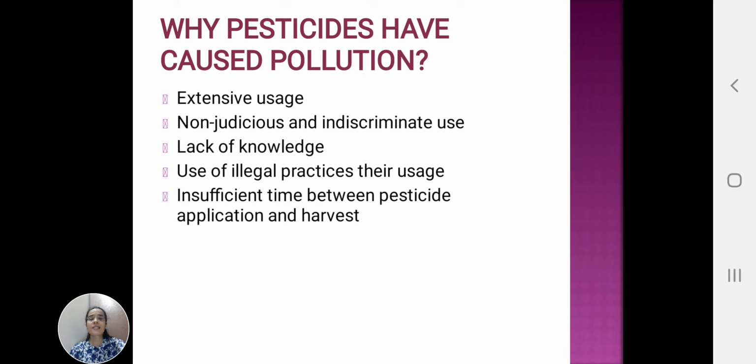Another important point is the insufficient time between the pesticide application and harvest. Sometimes the pesticides are applied very near to the harvest time, and the time difference between the harvest and pesticide application is very less, which results in accumulation of the pesticides in the crop products, and ultimately we find what is known as pesticide residue.